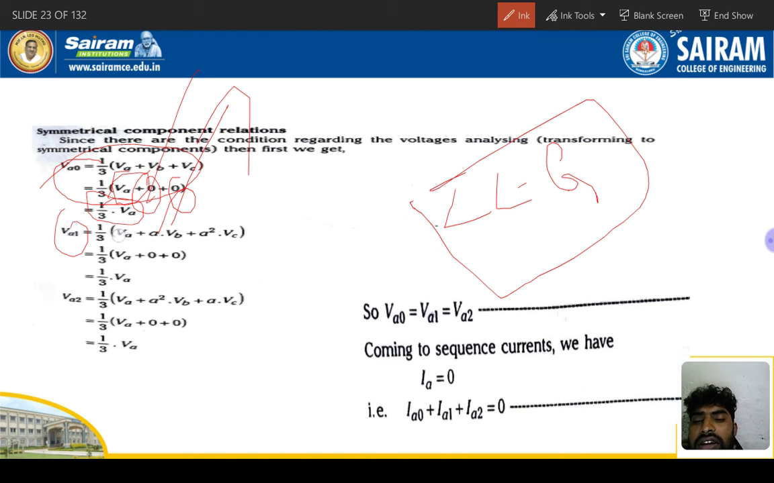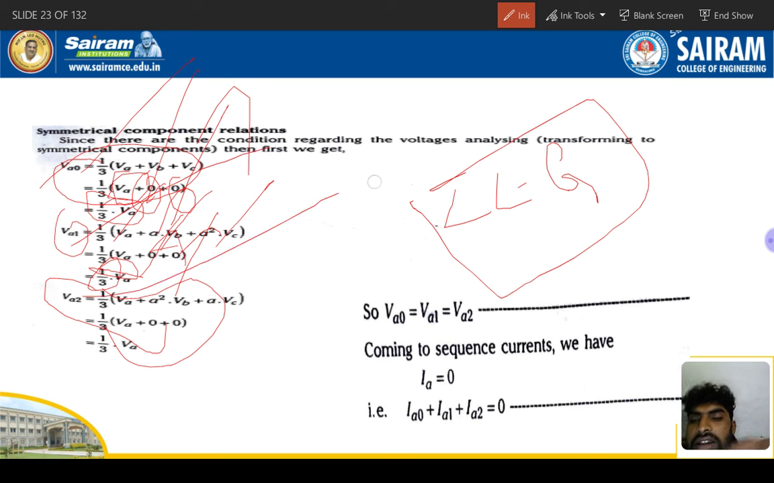VA1 is what? VA plus a VB plus a square VC. Definitely VB and VC are equal to 0 because the fault occurs in the B line and C line, so only one term, VA, is available. So 1/3 VA. And the same goes for the negative sequence component. So the zero sequence, positive sequence and negative sequence are each 1/3 VA. Similarly, you will get 1/3 IA.